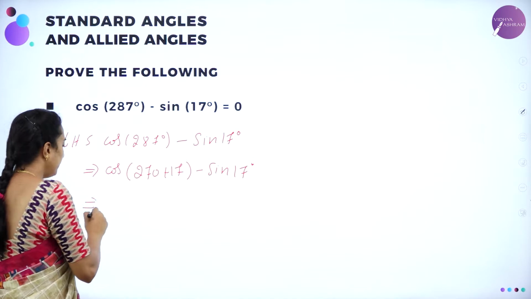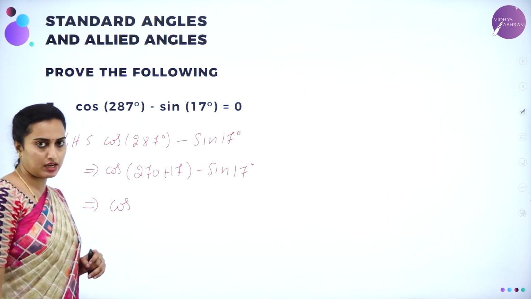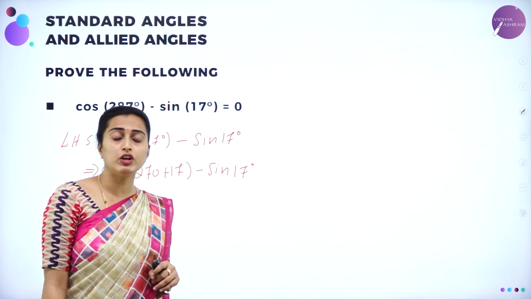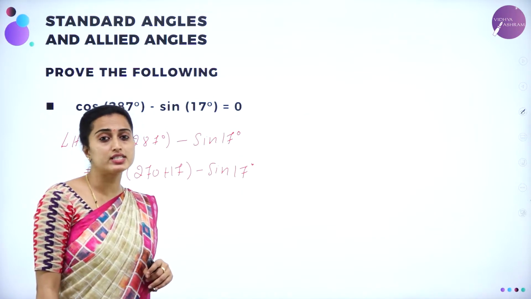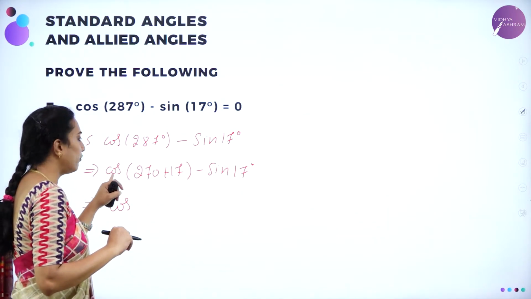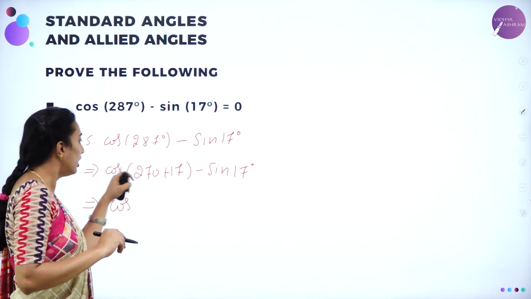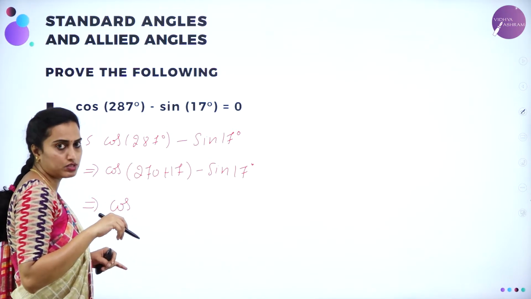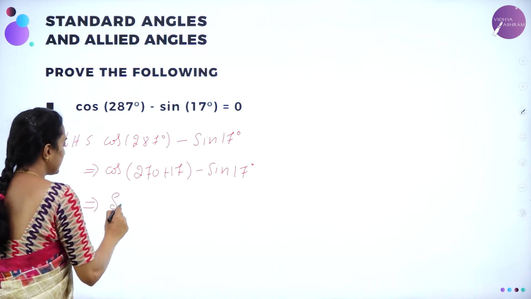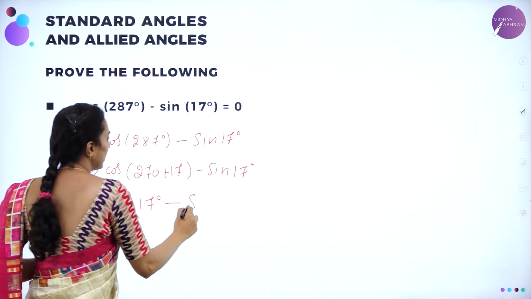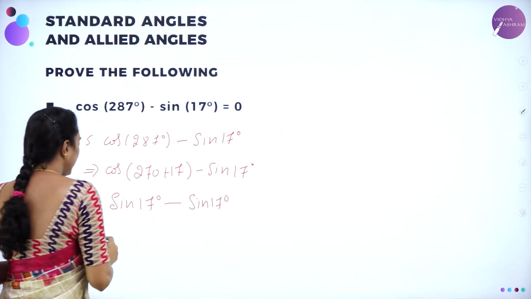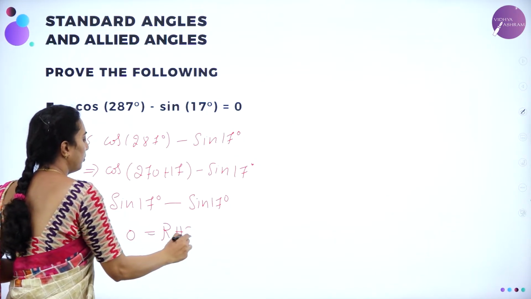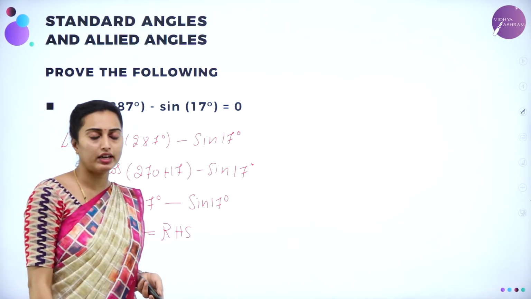Now here, which implies cos of 270 plus theta. In 270, cos will be changing as sine. But 270 plus theta will fall in the fourth quadrant. Fourth quadrant cos is positive. See, this will fall in the fourth quadrant, 270 plus theta. Cos is positive in the fourth quadrant. Cos will be changing as sine automatically when 270 comes. Therefore, you are having cos changing as sine 17 degree minus sine 17 degree. Sine 17 degree, sine 17 degree will cancel. Remaining value is 0, which is RHS. I hope you got this problem. We'll move on to the next problem.